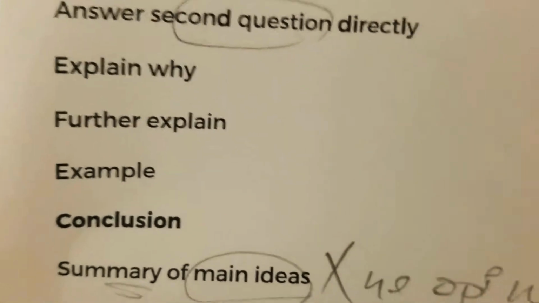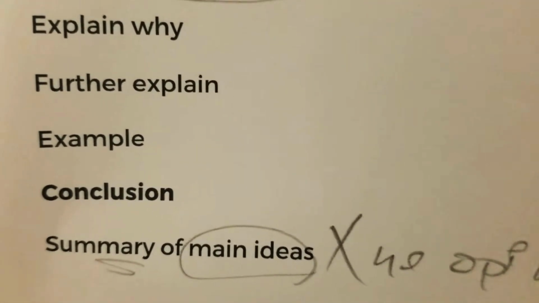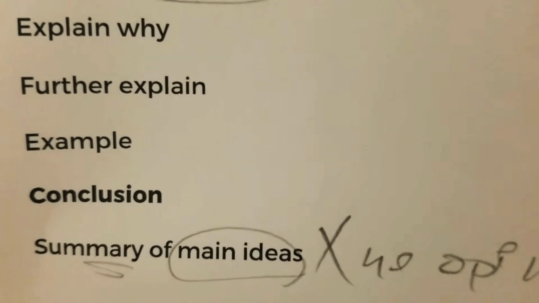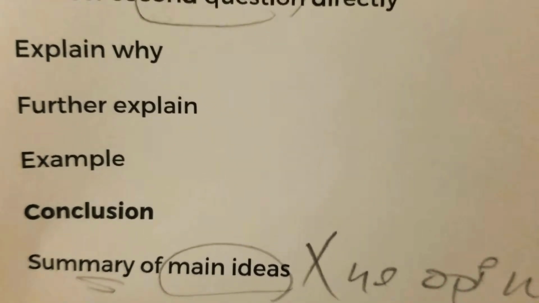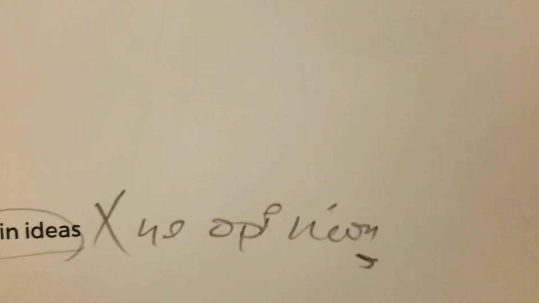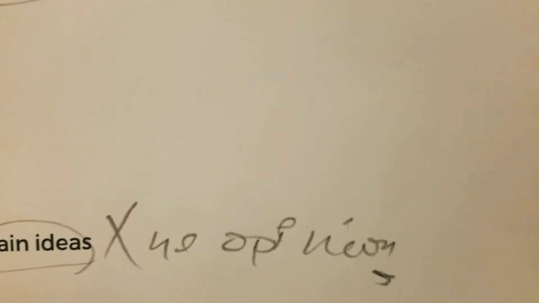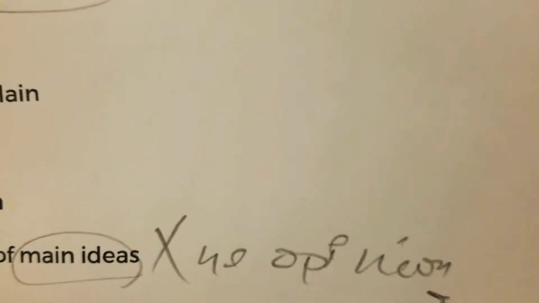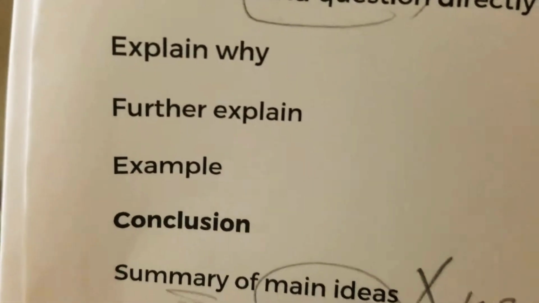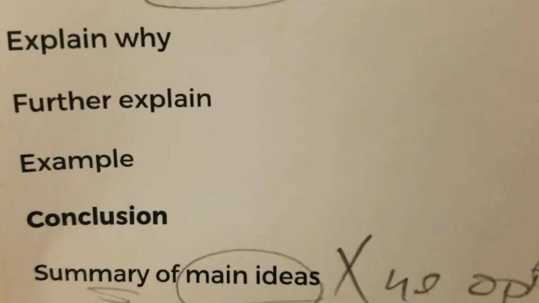And then here is your conclusion. You just summarize your main ideas, whatever you have mentioned in paragraph 2 and paragraph 3, just summarize both of these ideas in the conclusion. And the thing you need to keep in mind is, do not write your opinion. It's a two-part question, so there is nothing like opinion. You will simply answer the given questions.